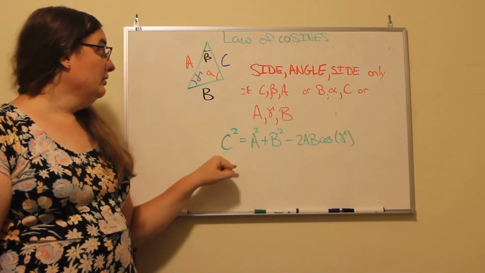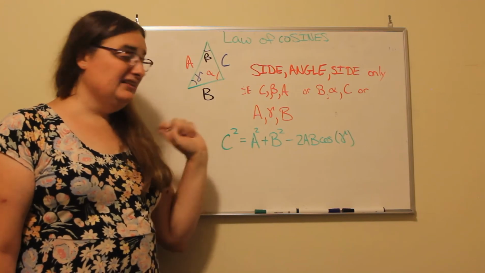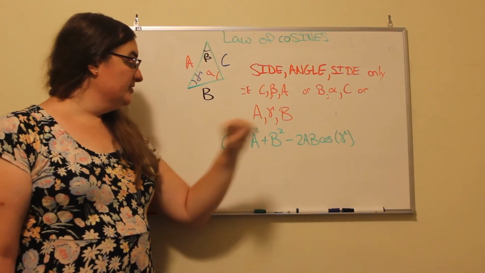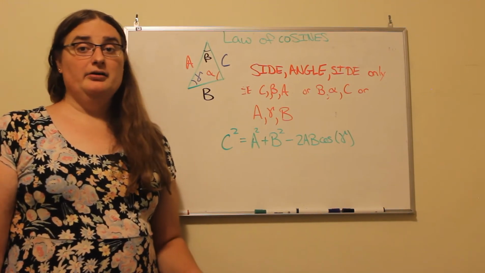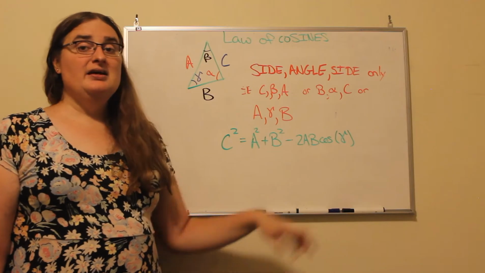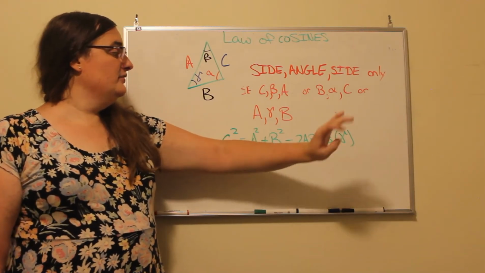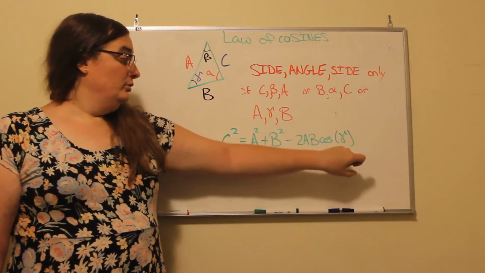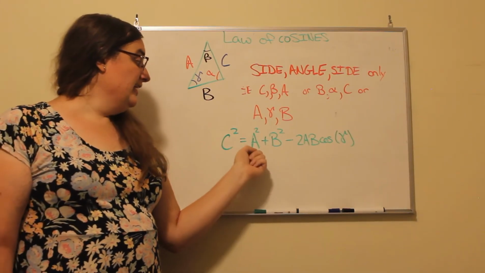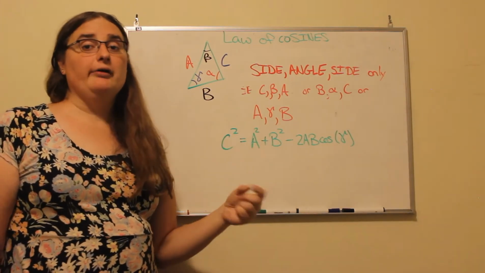So the law of cosines says that side C squared is equal to the length of side A squared plus the length of side B squared minus 2 times A times B times the cosine of gamma. So if gamma is 90 degrees, cosine of 90 degrees is 0. A squared plus B squared equals C squared.